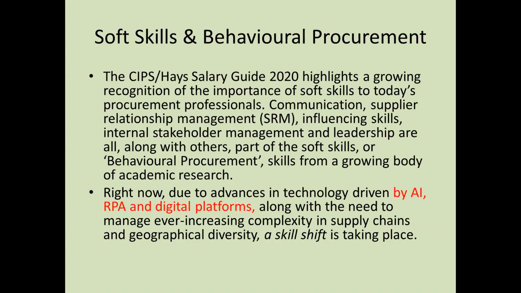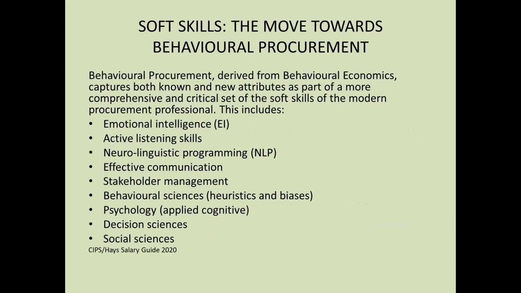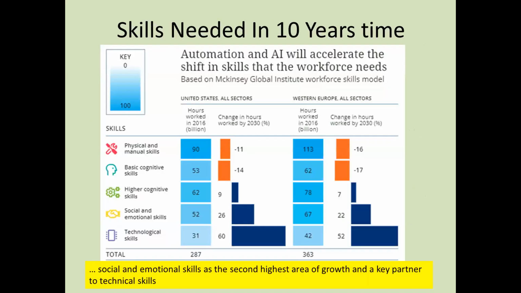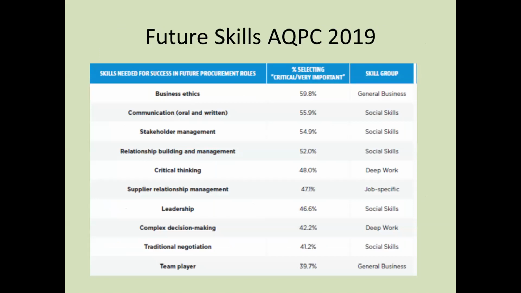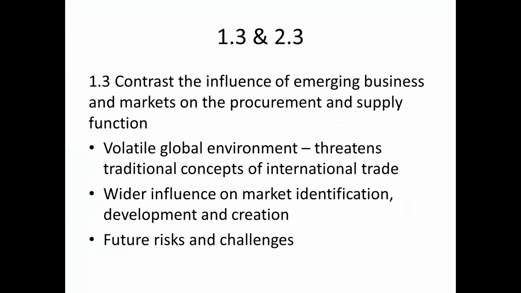So don't just talk about purchasing, want this, want that. Make sure you link back to why, because it's going to affect what your day job is. It's going to affect who you deal with, where your boundaries are, etc. So always make sure you link in. They're the soft skills, the behavioural skills. Very straightforward. You've done them for years. So I'm not going to go through these particularly, because you did the green ones last week. Okay, some new stuff, not too complicated. 1.3, which I feel is a very difficult area, is about the volatile environment, the wider influence of market identification and future risks and challenges.